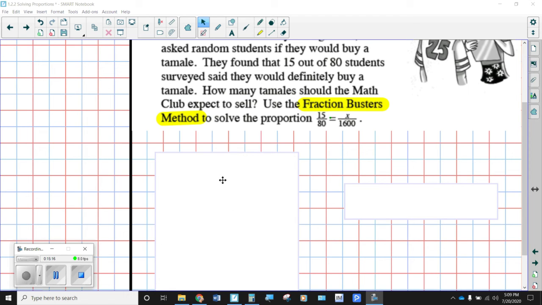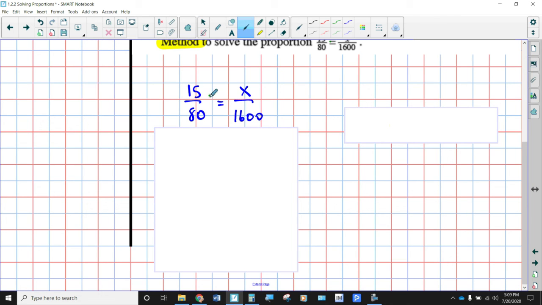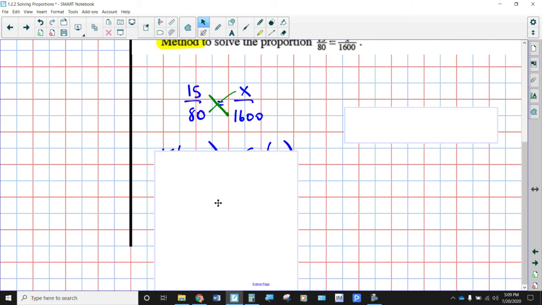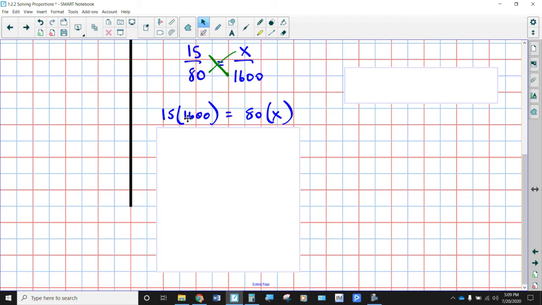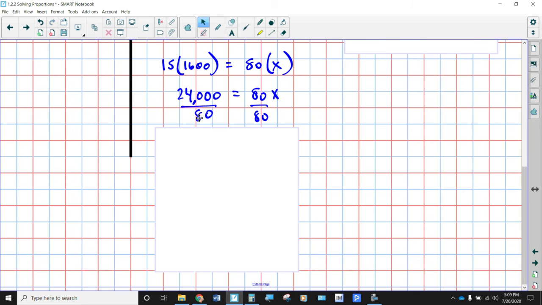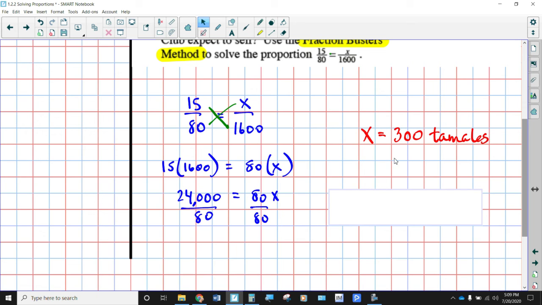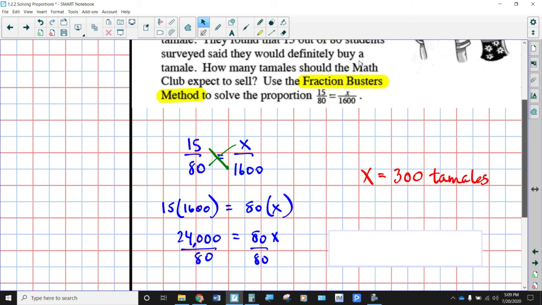All right, let's see if you got the same answer that I got. First of all, we're going to start with this. Now we are going to cross multiply, so we're going to get 80x is equal to 1,600 times 15, and 15 times 1,600 is 24,000. Why am I forgetting to put in my commas here? And so now we're going to divide both sides by 80, and what is 24 divided by 8? That's 3, correct? So 24,000 divided by 80 ends up giving us an answer of 300 tamales.